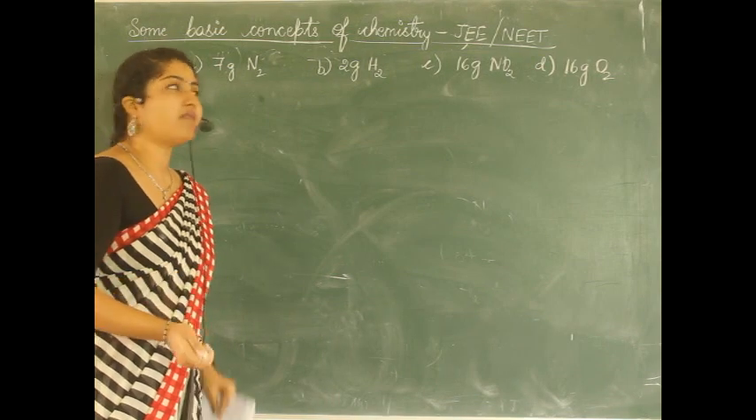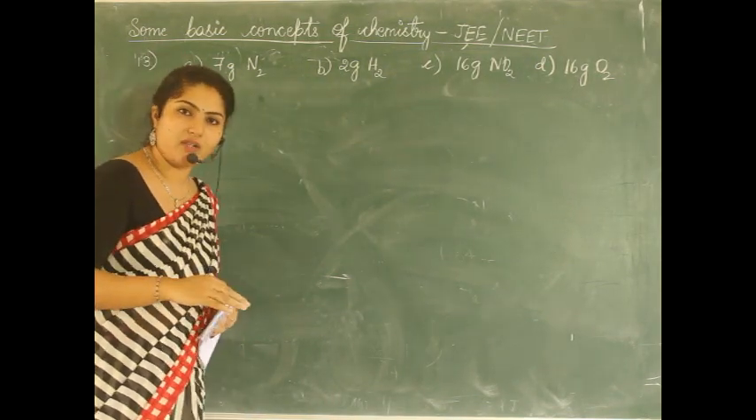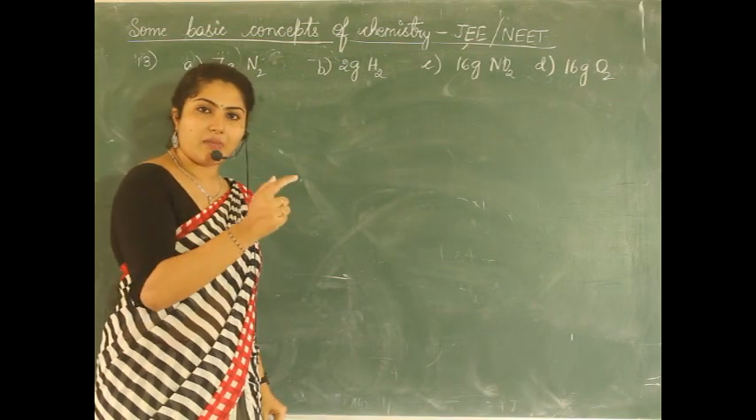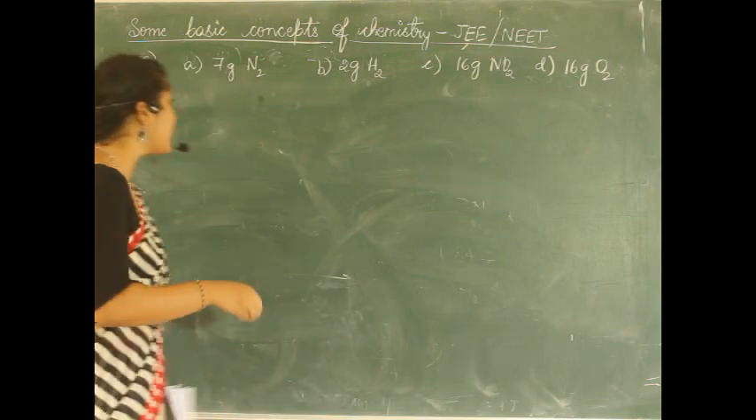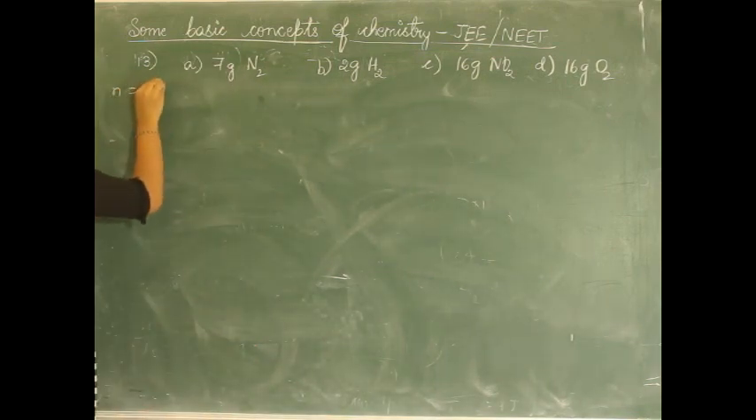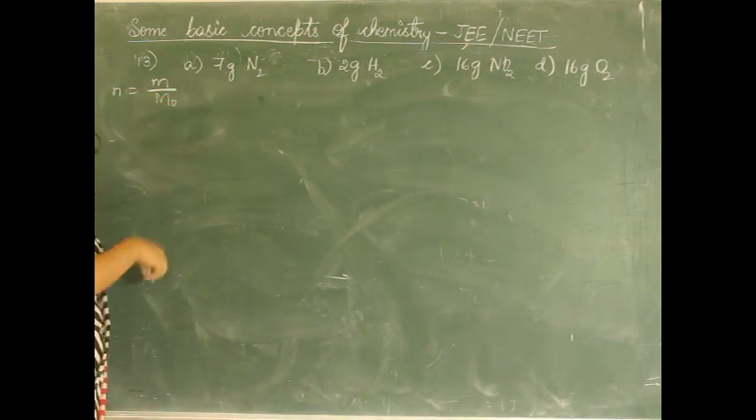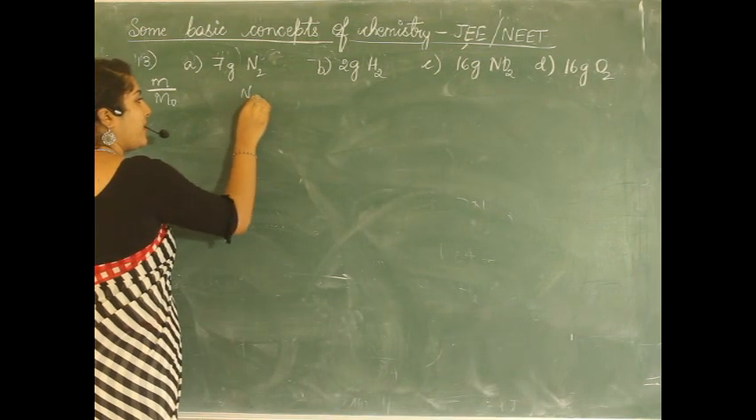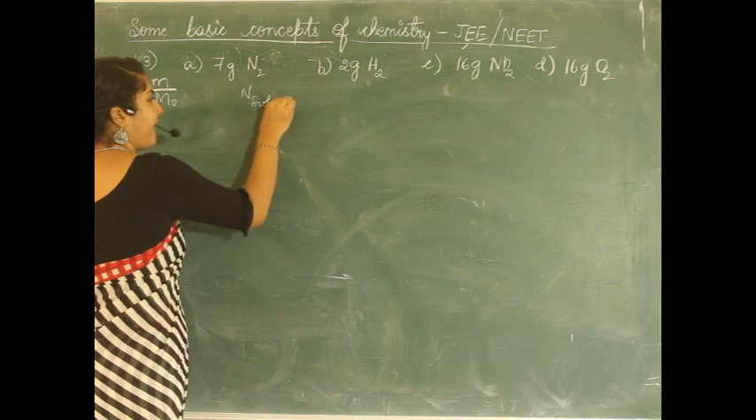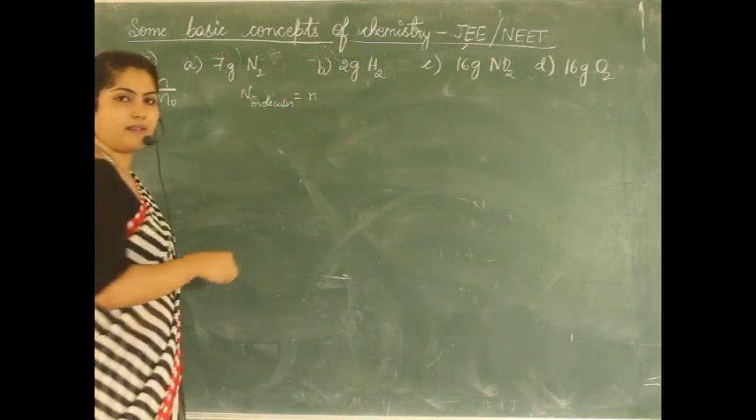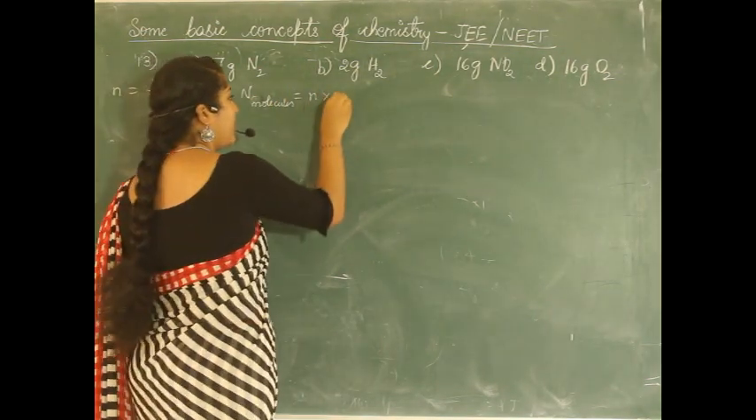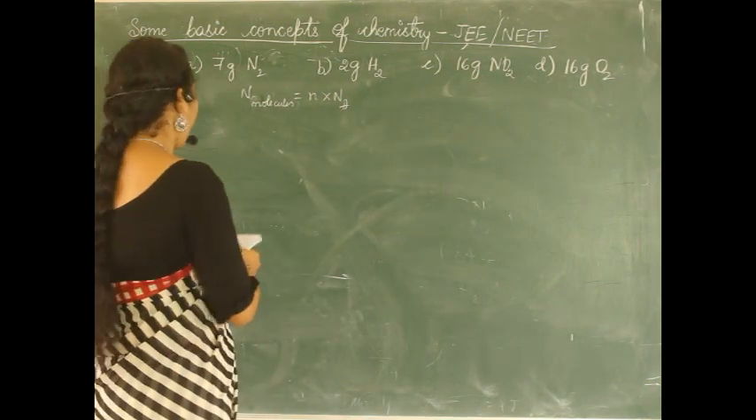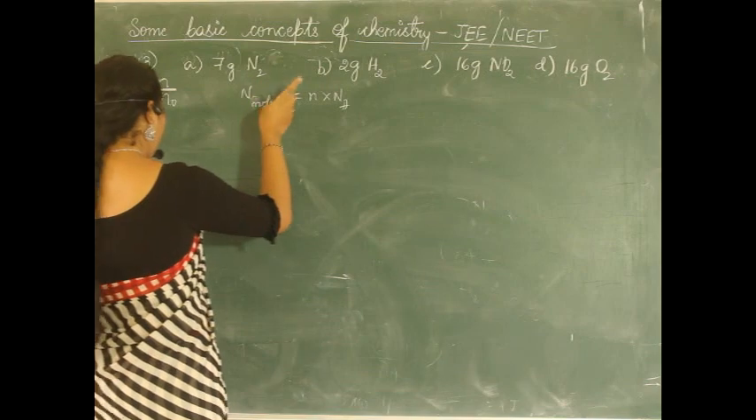It's a simple one. First find the number of moles, then find the number of molecules. How do you find the number of moles? Given mass by molar mass. Yes, number of moles is given mass by molar mass. How do you find the number of molecules? Number of molecules is equal to number of moles into Avogadro's number. That's it. Okay, so let us see option 1.